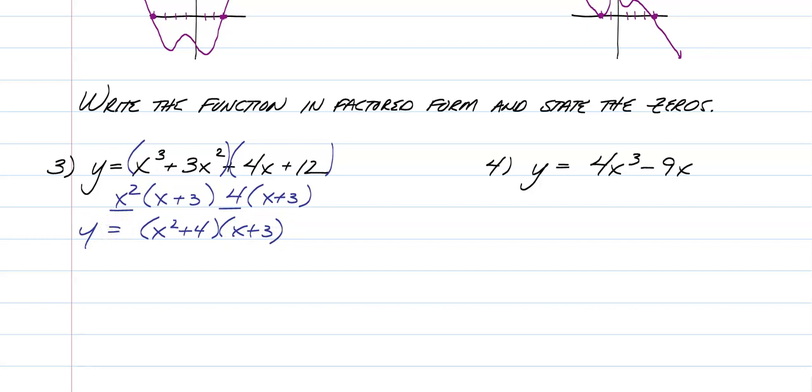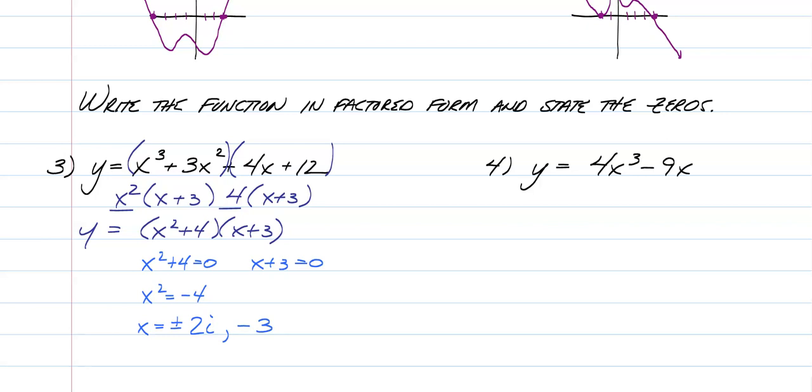So now your zeros you would just solve. So x squared plus 4 is equal to 0, and x plus 3 equals 0. Remember, when you're solving, x squared is equal to a negative 4, so x is equal to plus or minus 2i after you square root, and a negative 3. So if you got those on that one, you are correct.